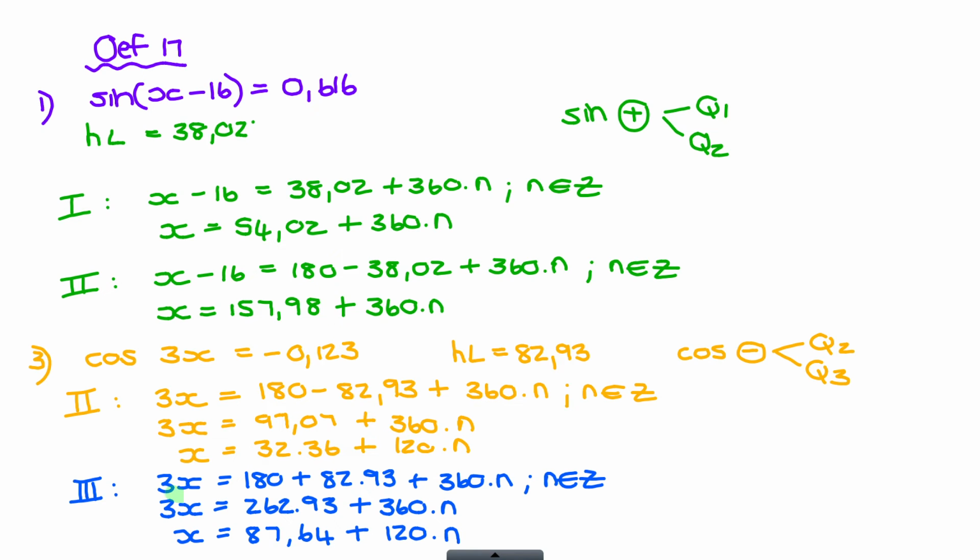Now I want to get rid of that 3, so I'm going to divide everything by 3. En dit is hoe kom by die 87,64. En onthou, die 360, I also had to divide that, so it gives me 120n.